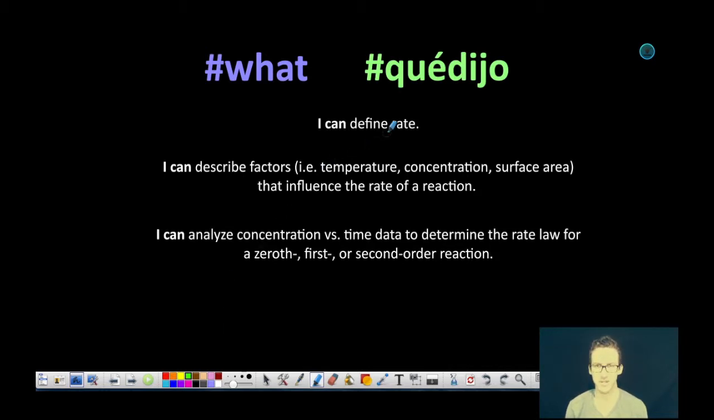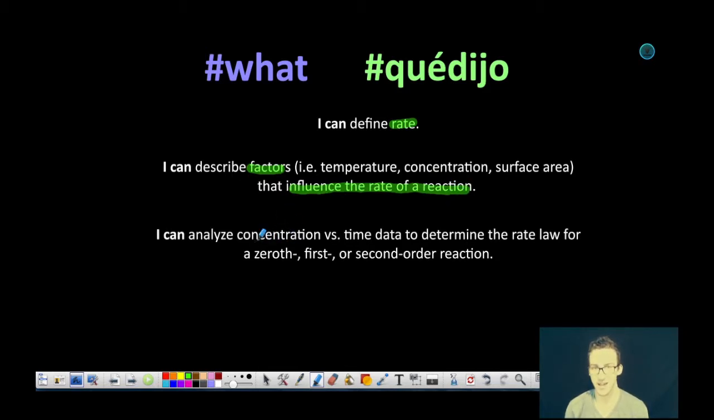First thing we're going to do is define rate. And this unit on kinetics is all about rates and how fast or how slow chemical reactions proceed. We're then going to describe factors such as temperature, concentration, and surface area that influence the rate of reaction. So how do those things either speed up or slow down a chemical reaction?